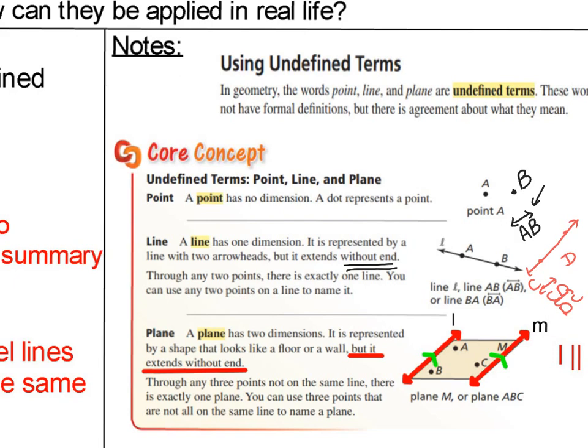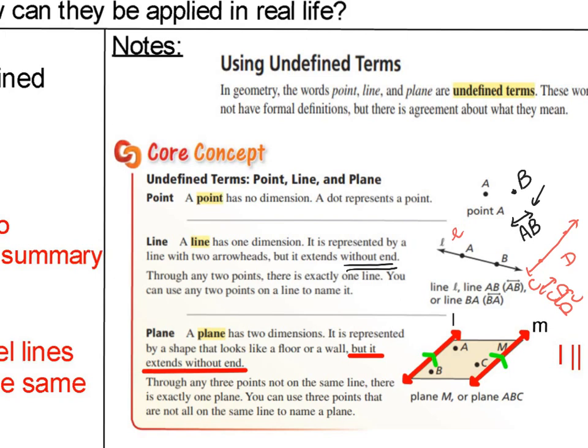Now, the other way you can label a line is with a lowercase letter. You can just call the entire line, in this case, line L, and they typically use a cursive L to indicate that. So far we've learned of 3 different ways to name a line. You can name a line with just the lowercase letter. You can name a line with any 2 points forward, so line AB with the arrowhead on top, or backwards, line BA with the arrowhead on top. Do you have any questions on the first 2 undefined terms in geometry?